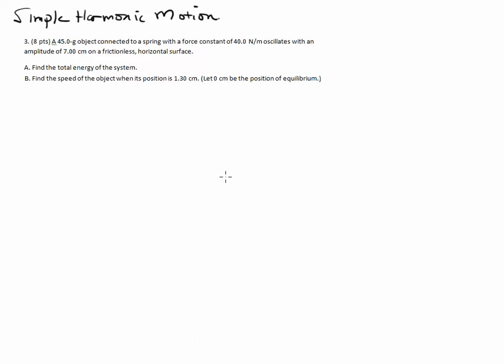Okay, in this particular exercise, we're going to be looking at simple harmonic motion again. In this case, we're going to be looking at conservation of energy and what conservation of energy can tell us.